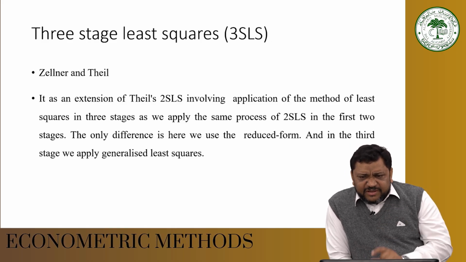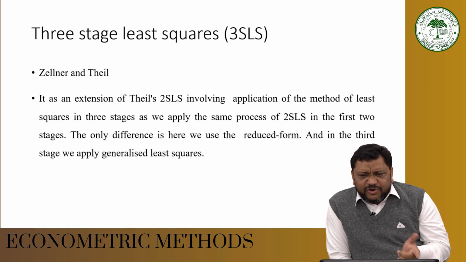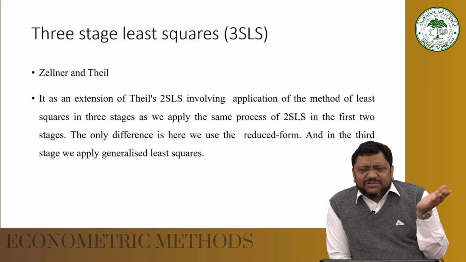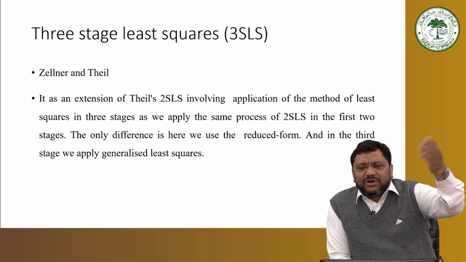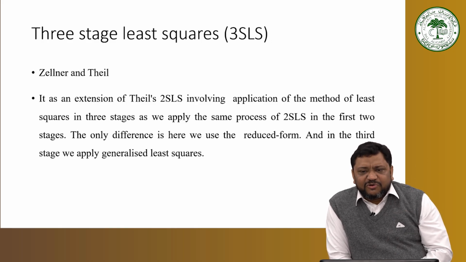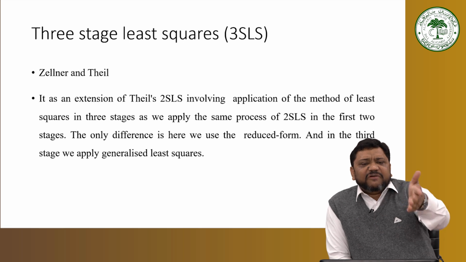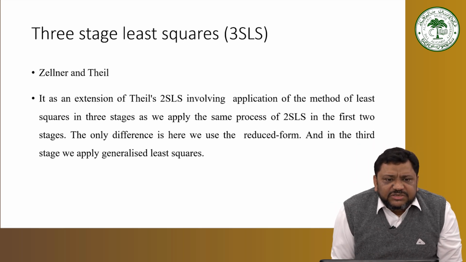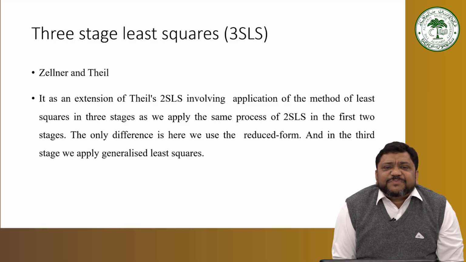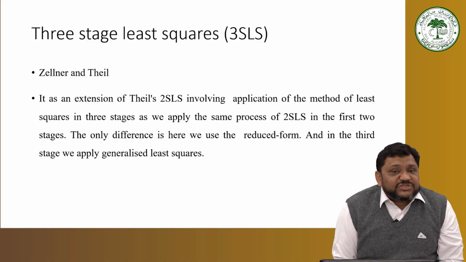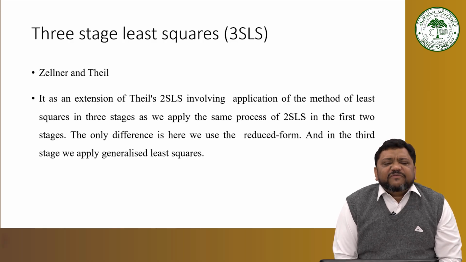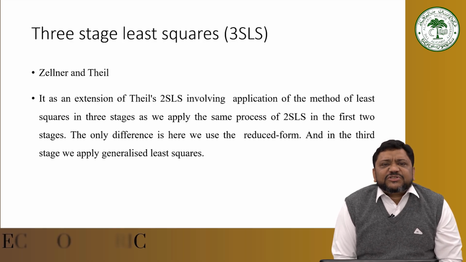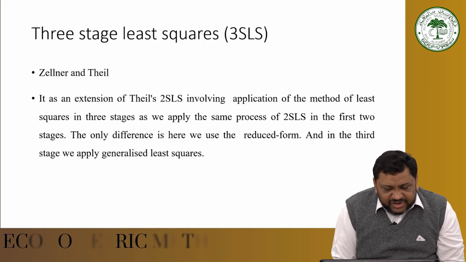So if some variables are omitted from the relationship, it is possible that the error terms of this relationship are correlated, and hence we have to apply the 3-stage least squares method. It was given by Zellner and Theil. It is basically an extension of the 2-stage least squares method of Theil, involving the application of the method of least squares in 3 stages.